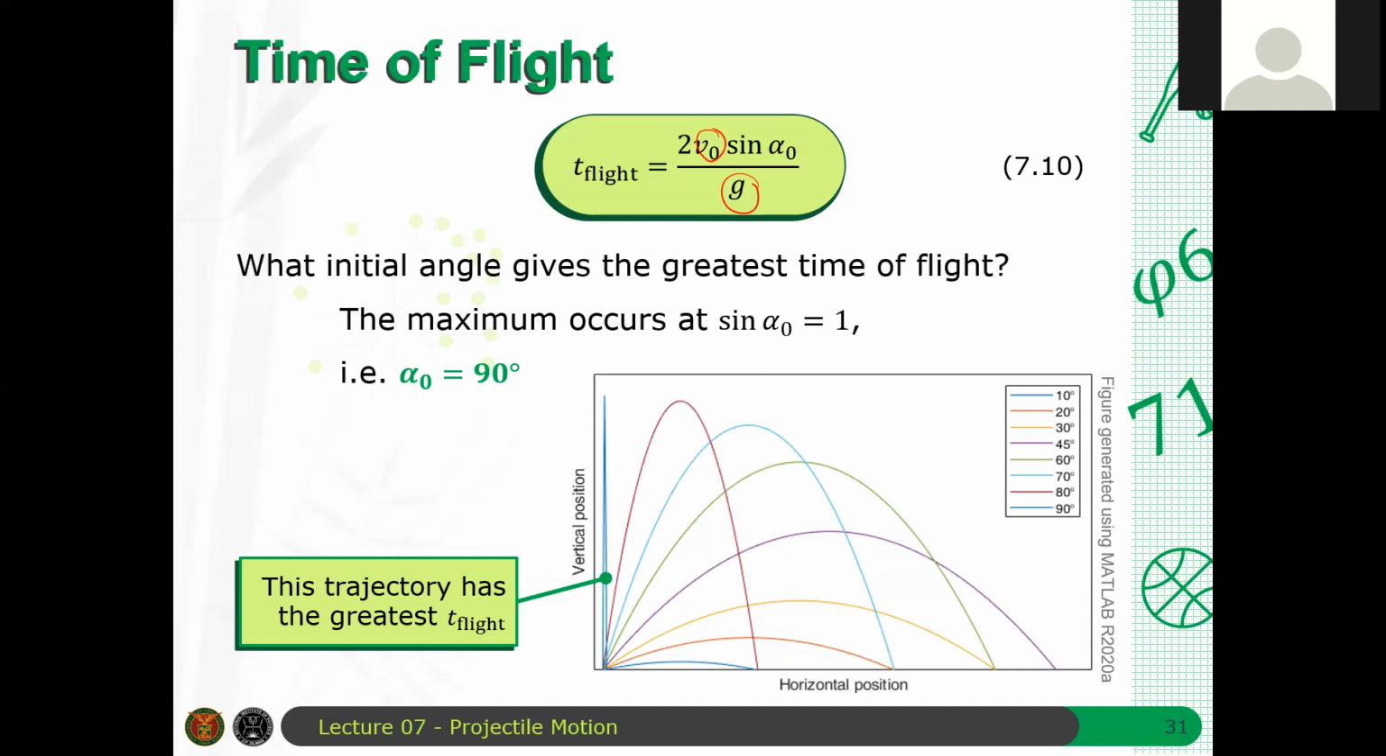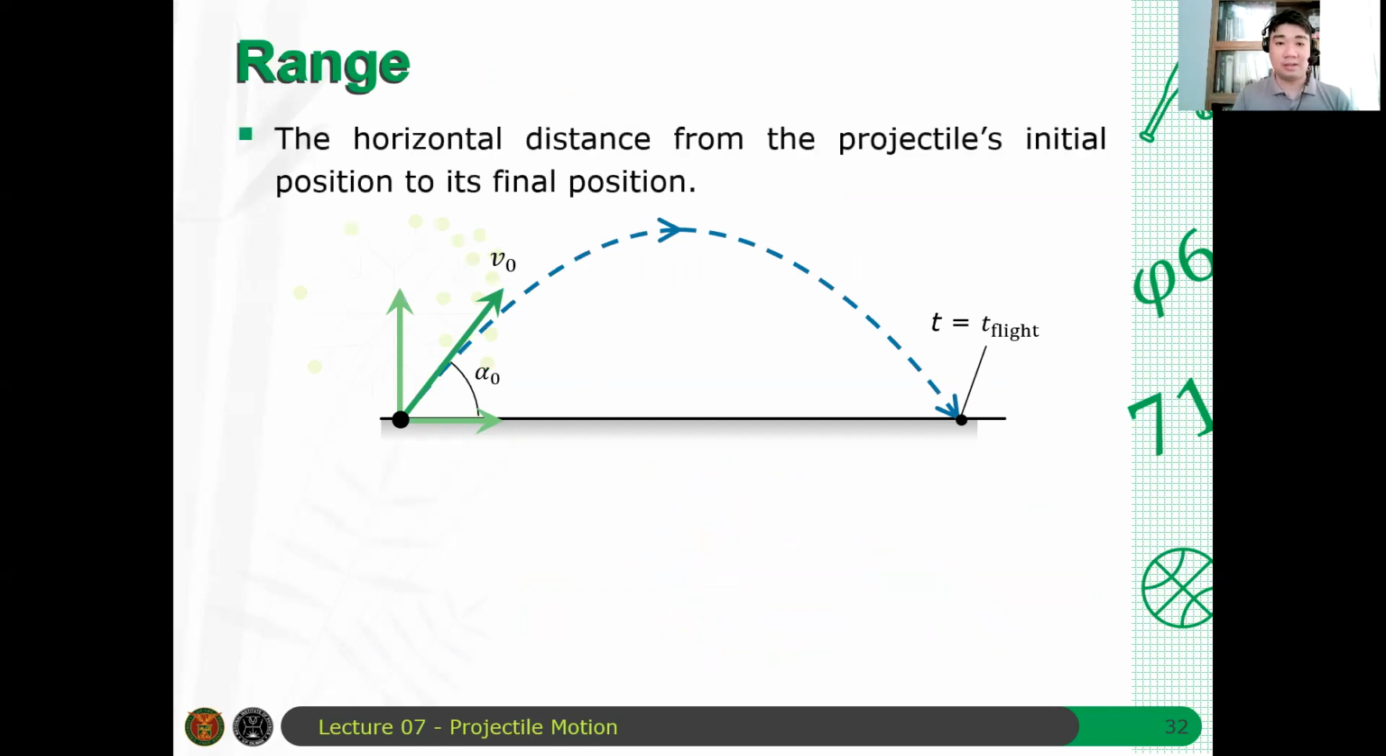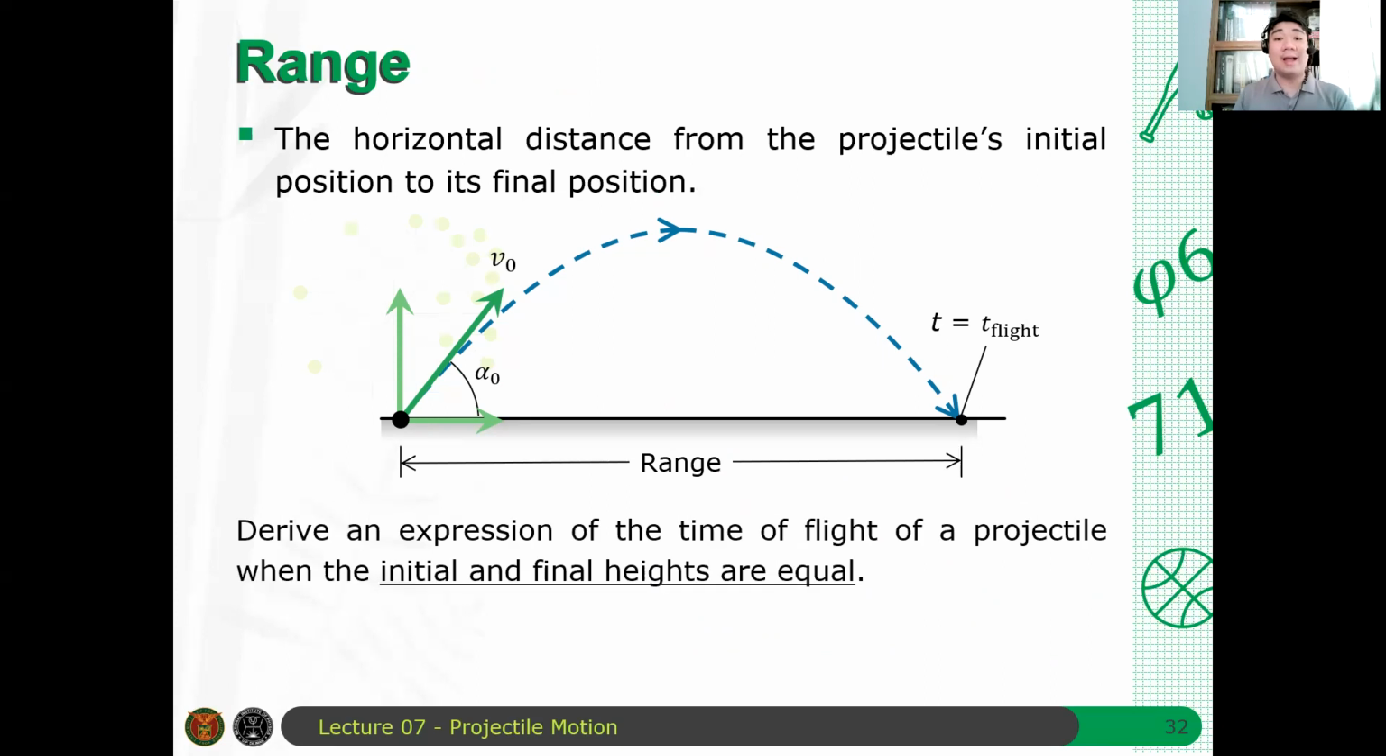May tanong? None. Okay. Now, finally, we have the range. What about the range? The range is just the total distance traveled by the projectile from its initial to its final position, with the assumption that the initial and final vertical displacements are equal. So the range is the horizontal distance from the projectile's initial position to its final position. Again, the assumption is that the initial and final displacements have the same y coordinate. So where it goes up, that is where it comes down, in terms of y.